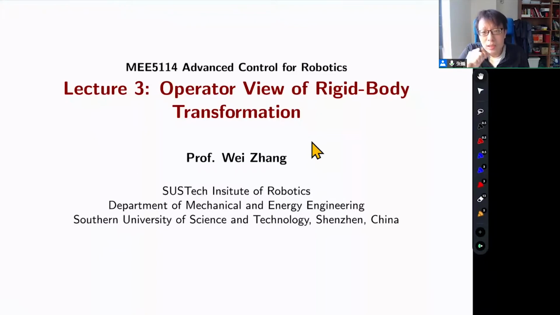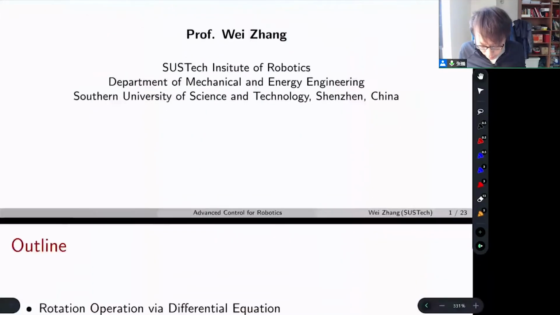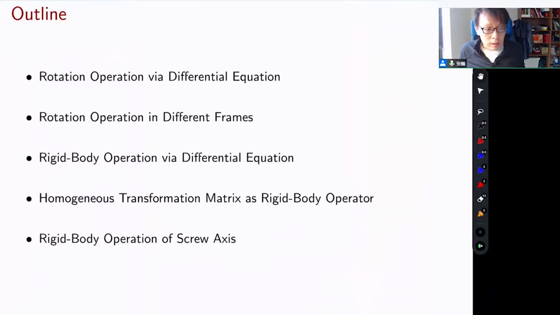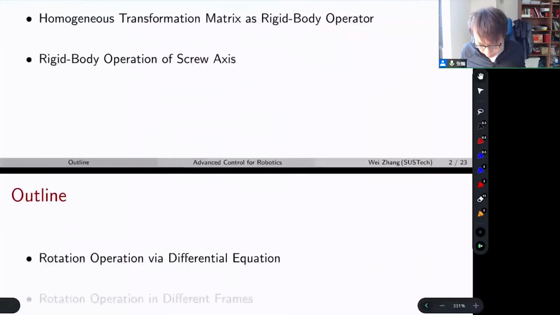Today we are taking another view, which is the operator view of rotation and rigid body transformation. I think it's the key to understanding exponential coordinates and product of exponentials, those types of things for screw theory based robotic kinematics. So the whole lecture consists of several parts. We'll start with the rotation operator. I think the homogeneous transformation will be rather similar.